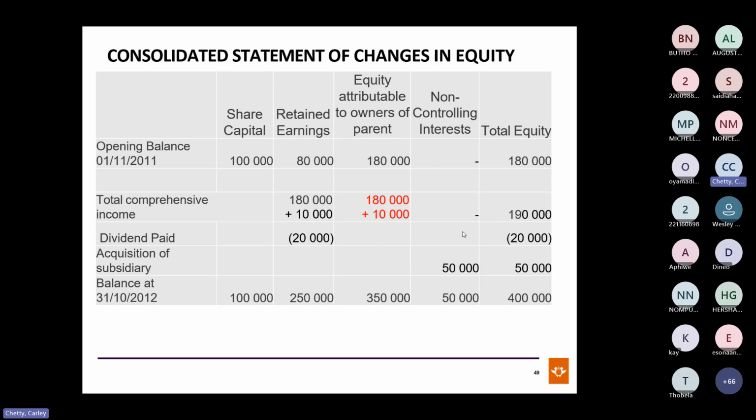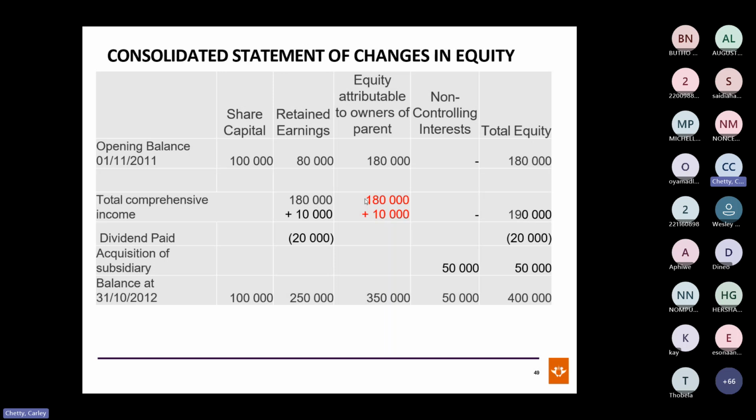So then we have our non-controlling interest column. So the non-controlling interest will be shown. Remember, it wasn't a subsidiary on the first day of the year. The acquisition only happened later on. So we're showing the acquisition of 50,000. And then the total equity column here will be the equity attributable to owners of the parent, 180, plus the NCI. That will give 180,000 total equity.